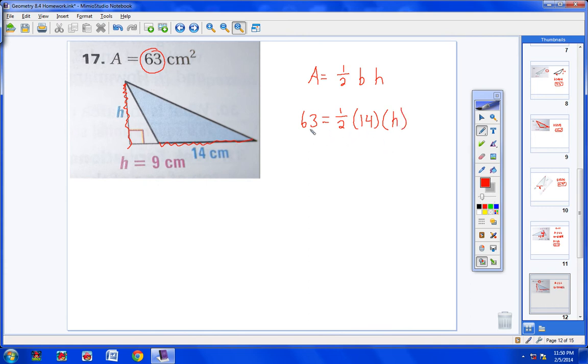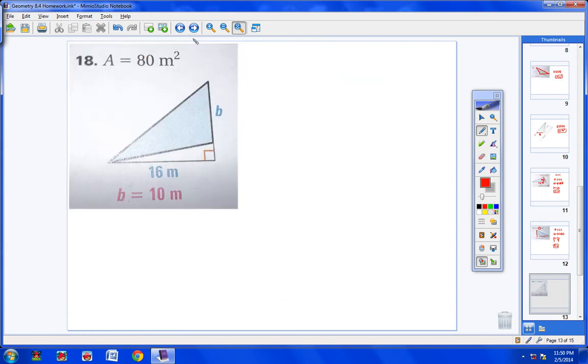And now here we go. You can't simplify the left side of the equation, but you can simplify the right side of the equation. 1/2 times 14 is 7, so 7h. And now we're going to divide both sides by 7 to get h by itself. 63 divided by 7 is 9. 9 equals h. All right, moving on to number 18. We are going to have to flip this one.